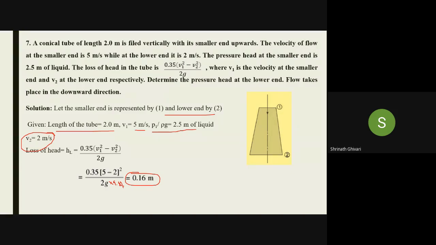Anyone? Which formula are we going to use? Euler's equation.